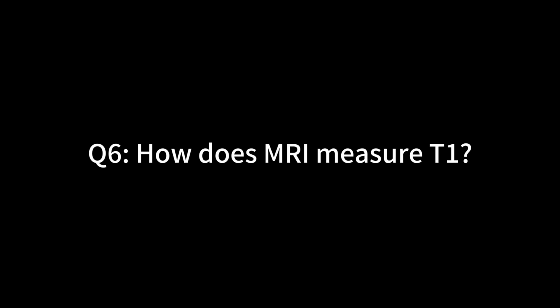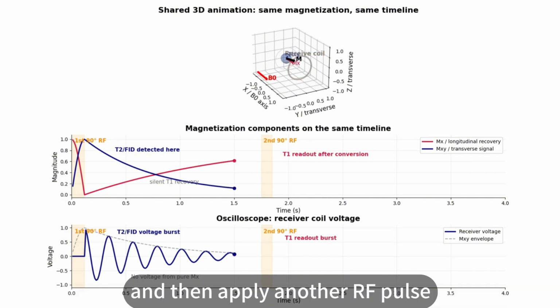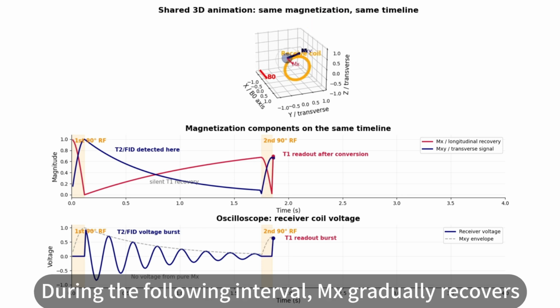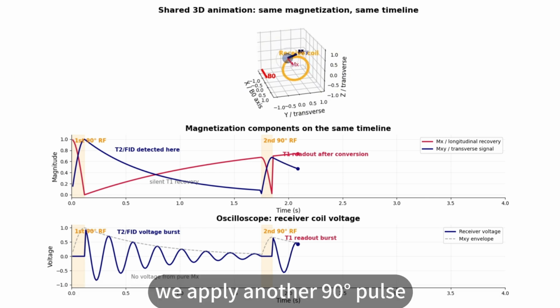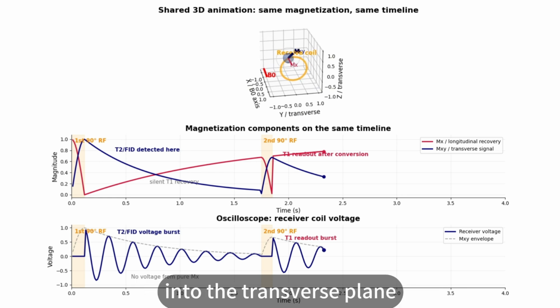Question 6. How does MRI measure T1? We wait for some longitudinal recovery to occur, then apply another RF pulse. Imagine that the first 90-degree pulse reduces Mz to nearly zero. During the following interval, Mz gradually recovers. At the chosen time, we apply another 90-degree pulse. This pulse rotates the recovered Mz into the transverse plane.